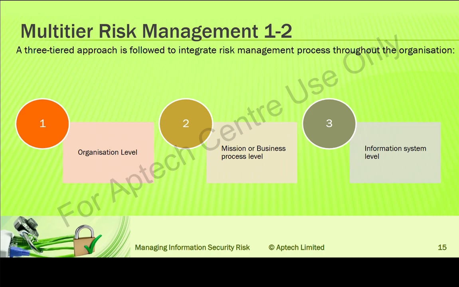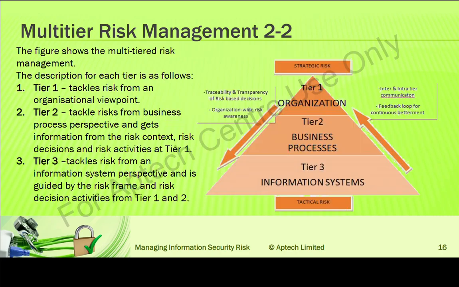And then the information system level: what are the information systems, and what is the level of confidentiality? It is how classified the information system is. So these are the three tiers. A three-tier approach is followed to integrate the risk management process within the organization. Now let's talk about the three tiers one after the other.